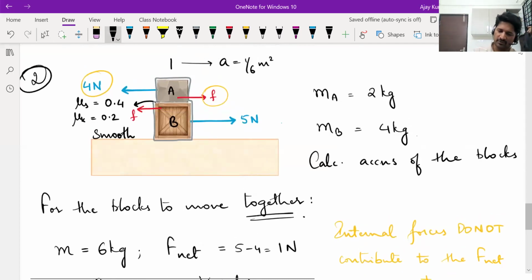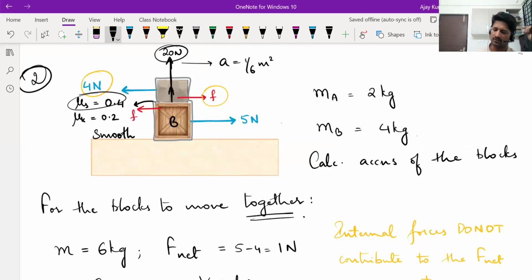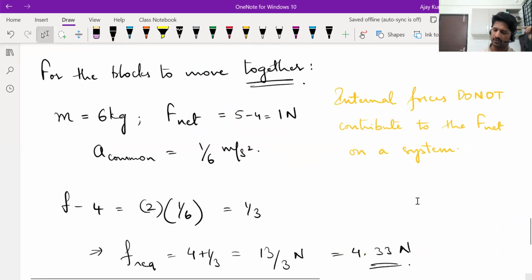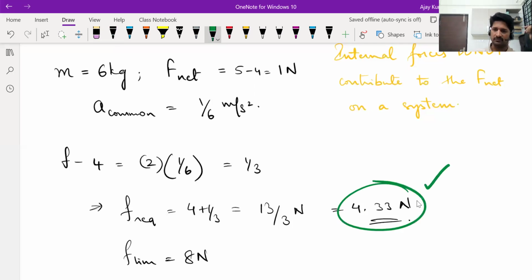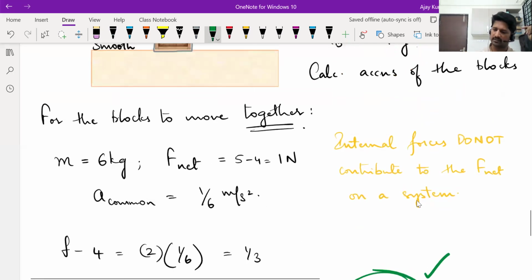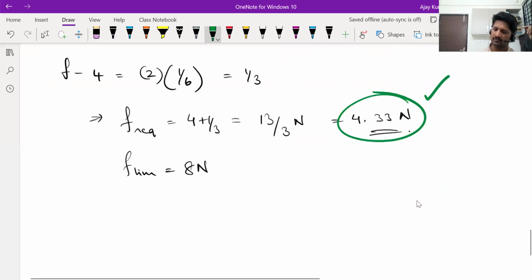Anyway, the normal force between the blocks is 20 Newtons. Okay, the weight of A has to be supported. 20 Newton is the normal force. Coefficient of static friction is 0.4. So limiting friction here is 0.4 into 20 Newtons. But how much is needed to make them go together? 4.33, which is available. So our assumption is correct. They will move together with this common acceleration and this much friction acting between them, 4.33 Newtons.